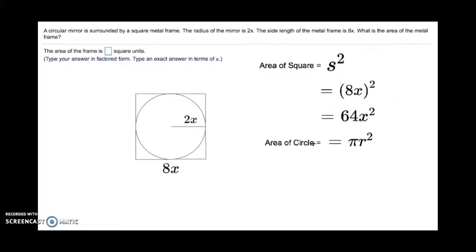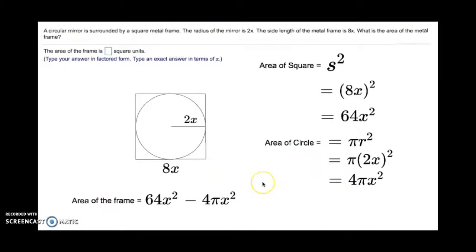Now we need to find the area of the circle. The formula for the area of a circle is pi r squared. Our radius is 2x. So we have 2x being squared, or 2x times 2x, which is 4x squared. So we have 4 pi x squared being the area of the circle. Now to find the area of the frame, we need to subtract the area of the circle from the area of the square. So this expression here will be the area of the frame.